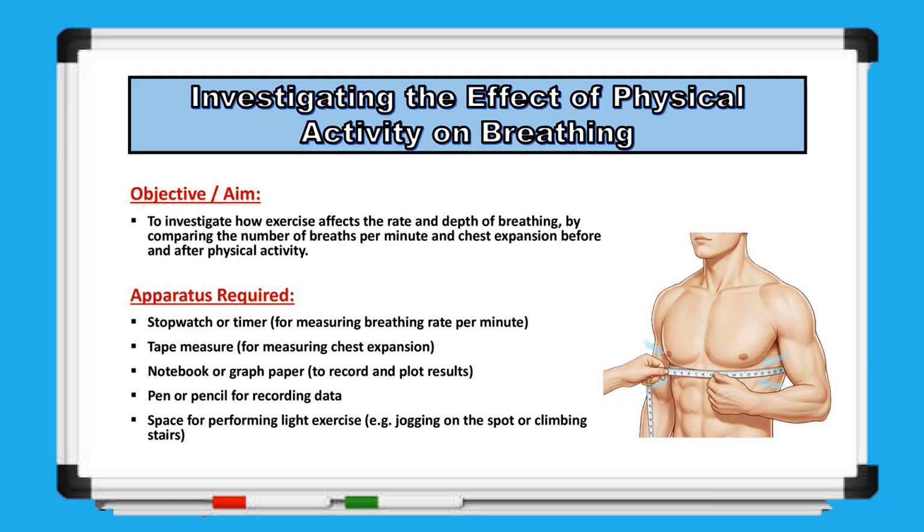Now, for the apparatus required, you'll need a stopwatch or timer to measure breathing rate per minute, and a tape measure to track chest expansion. You'll also need a notebook or graph paper to record and plot your results, along with a pen or pencil for writing down the data. Finally, make sure you have enough space to perform light exercise, like jogging on the spot or climbing stairs.